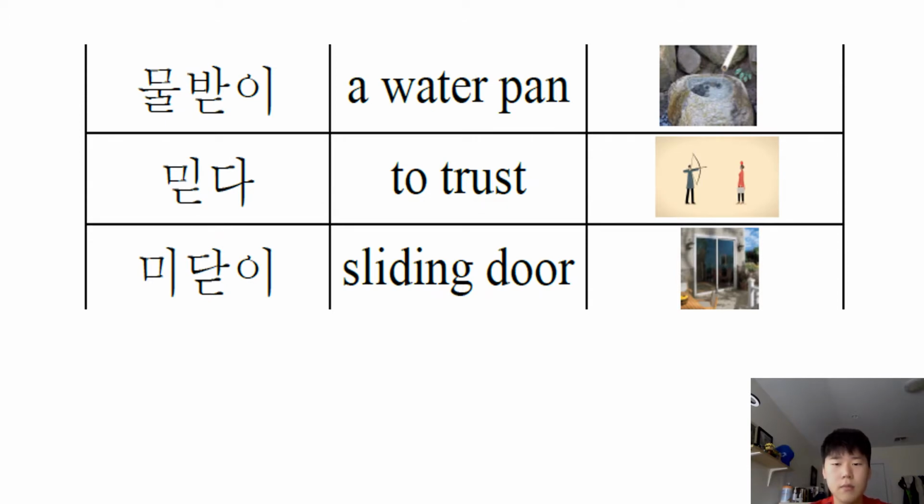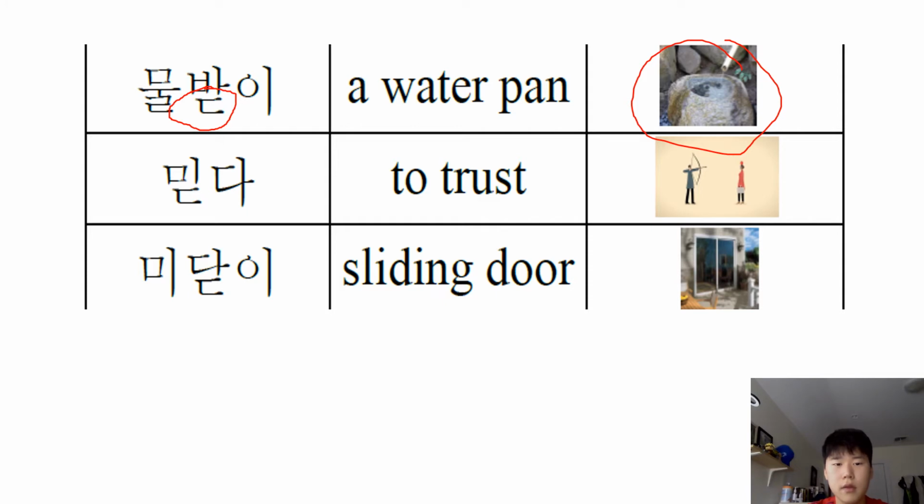Next is 3 more words. So, 물 바디, which means a water pan. You can see over here. So, is it the first, second, or third part of the word that has the 디귿 받침? Yep, it's the second part.